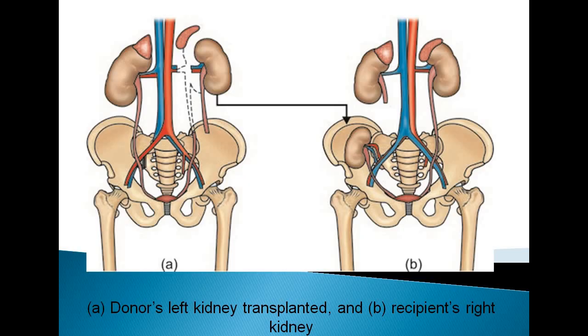Kidney transplant is also one of the conditions in which a donor kidney is transplanted into the recipient at the iliac fossa. So this donor kidney is placed in the recipient's iliac fossa. As the renal vessels, the renal arteries, are end arteries, they have to be anastomosed. The renal artery and the renal vein are anastomosed with the external iliac artery and external iliac vein respectively, and the ureter is connected with the urinary bladder. So this is the transplanted kidney.